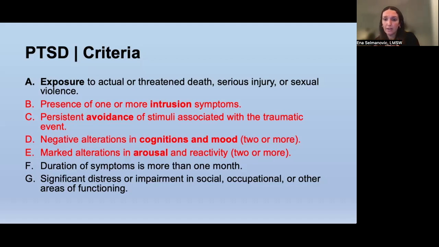So believing, like, really extreme self-blame, believing that I am bad or that the world is bad, the world is unsafe, no one can be trusted. Extreme negative beliefs like that. Just a really persistent negative emotional state. So persistent extreme emotions like shame, guilt, fear, anger, even diminished interest in significant activities, feelings of detachment from others, or a persistent inability to experience positive emotions. So that's negative alterations in cognitions and mood.